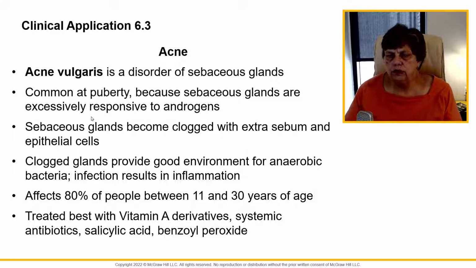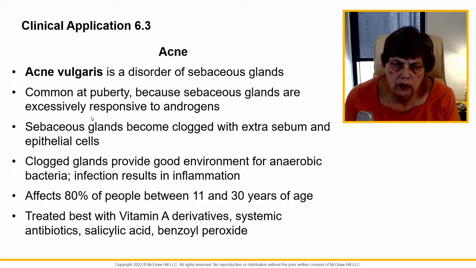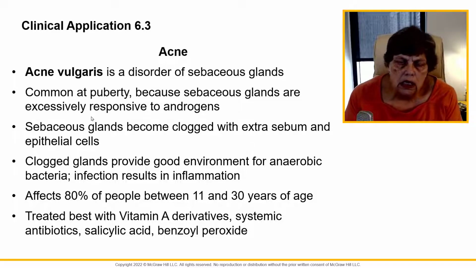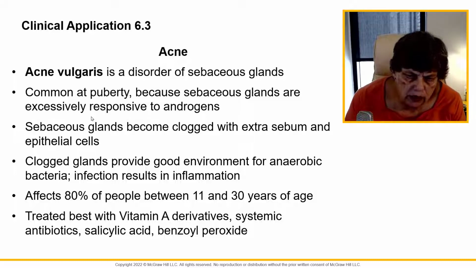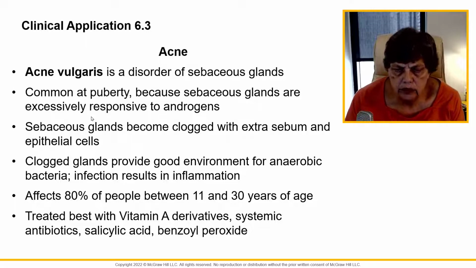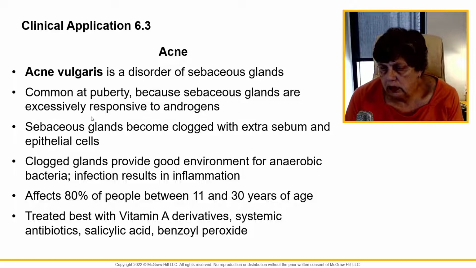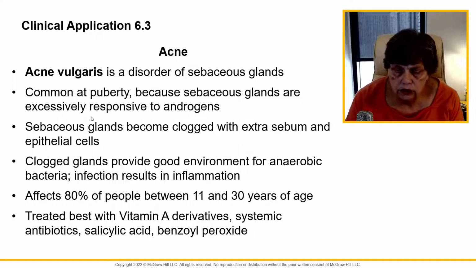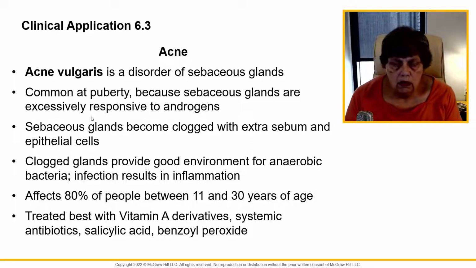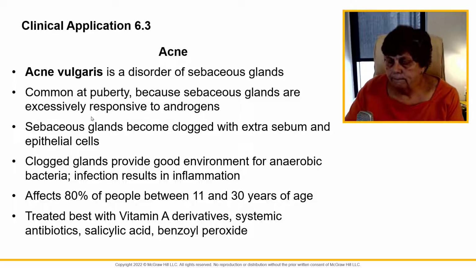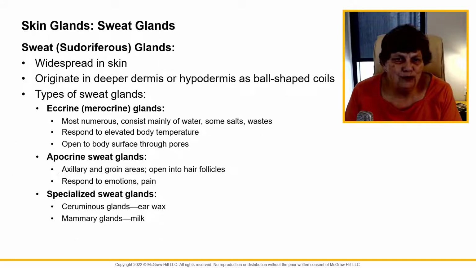excessive amounts due to the sex hormones starting to be produced, and the glands become clogged, and that is a good environment for anaerobic bacteria to grow. Again, an anaerobic bacteria is a bacteria that doesn't have to have oxygen, so it's a perfect growing environment for anaerobic bacteria. And a lot of people in their teenage years through their 20s are affected with this. And you may be one of those.